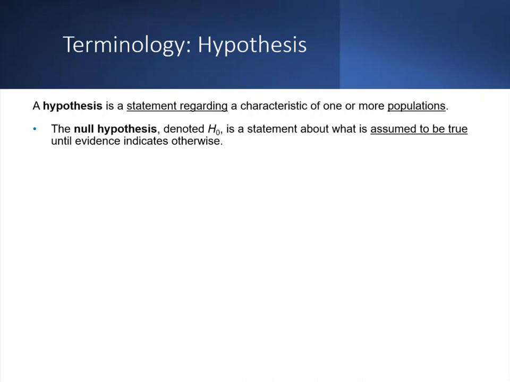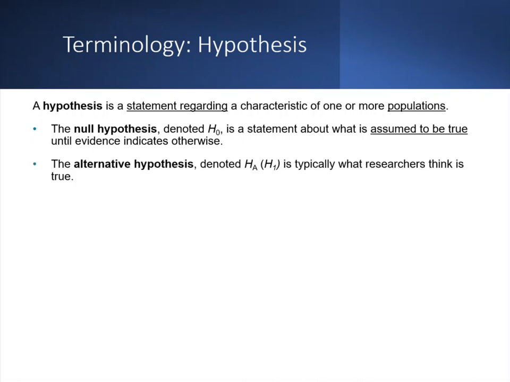Our alternative hypothesis, which we can generally see as H sub A, sometimes you might see it as H sub 1, is usually what the researchers want to show. It's what they might think is happening, or what they think might be true. So you have your null hypothesis, which we are going to assume to be true, and our alternative hypothesis, which is what we, the researchers, want to show.